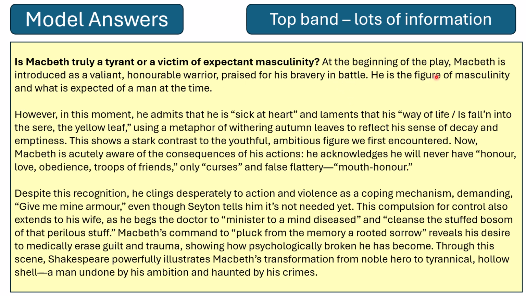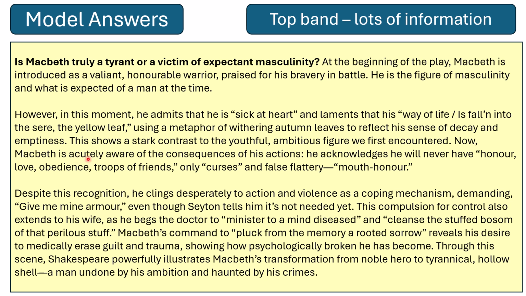At the beginning of the play, Macbeth is introduced as a valiant, honourable warrior, praised for his bravery in battle. He is the figure of masculinity and what is expected of a man at the time. We're actually adding in a little bit of context before we even go into the evidence. However, in this moment, he admits that he is sick at heart and laments that his way of life is fallen into the sere, the yellow leaf. It's your evidence. Yes, you can use more than one piece of evidence, it's fine. If you feel comfortable, this is all about how you feel. Using a metaphor of withering autumn leaves to reflect his sense of decay and emptiness.